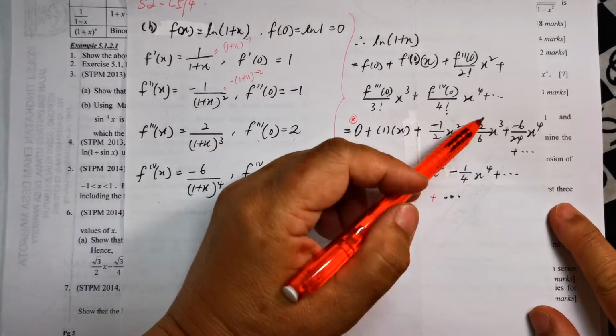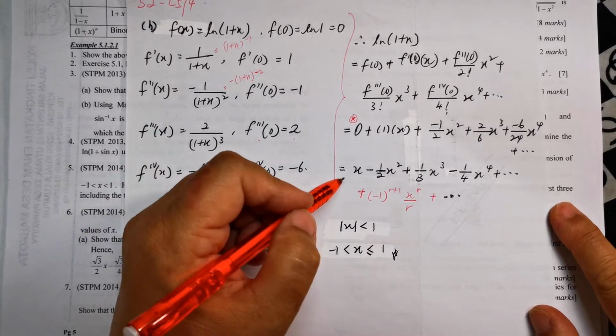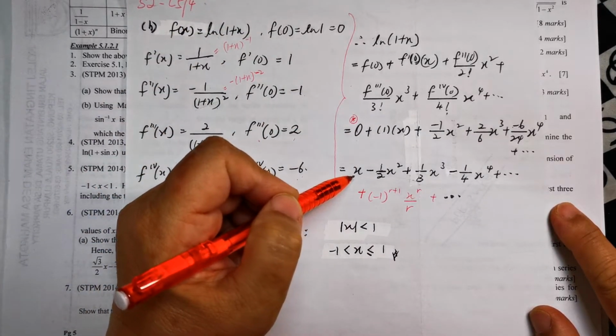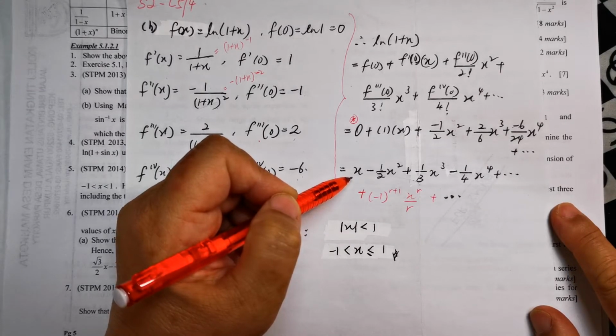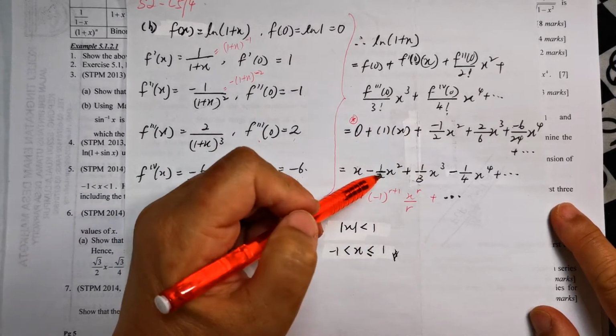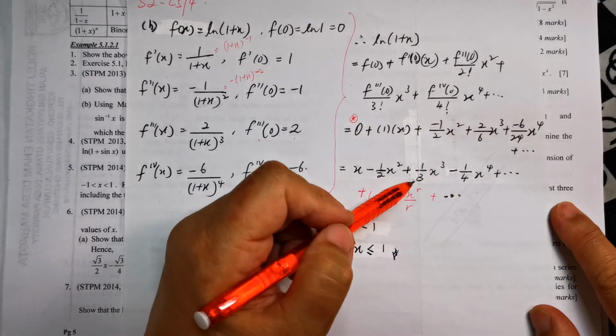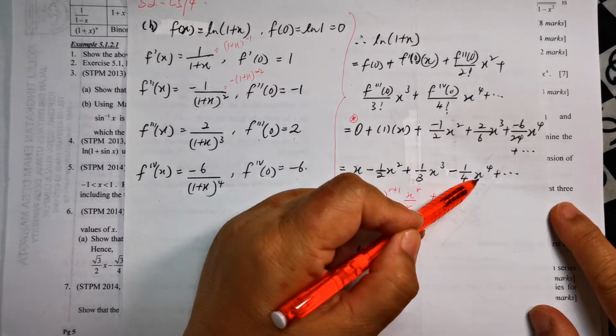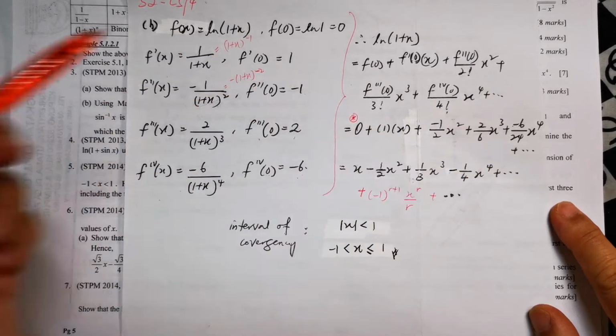Then we simplify. The last step, we simplify everything. Now in the last step, then you can skip your 0. Only then you skip your 0. Remember this. So x minus half x squared, this one simplified, plus 1 over 3 x cubed, this one simplified, negative 1 over 4 x to the power 4, and so on.